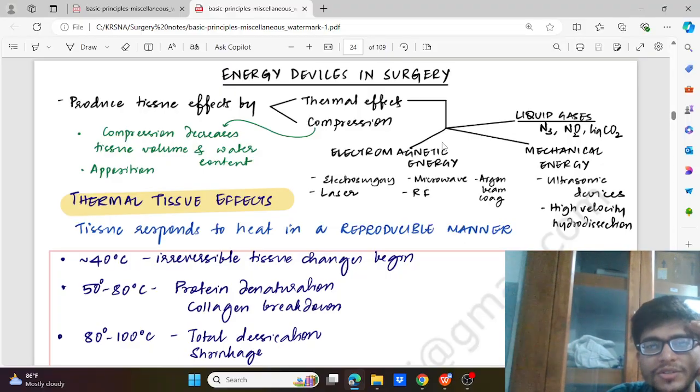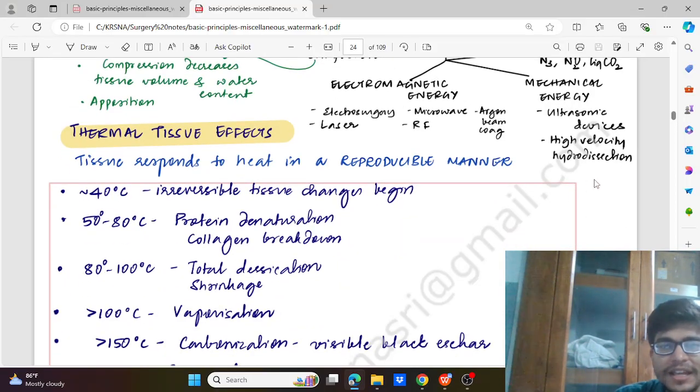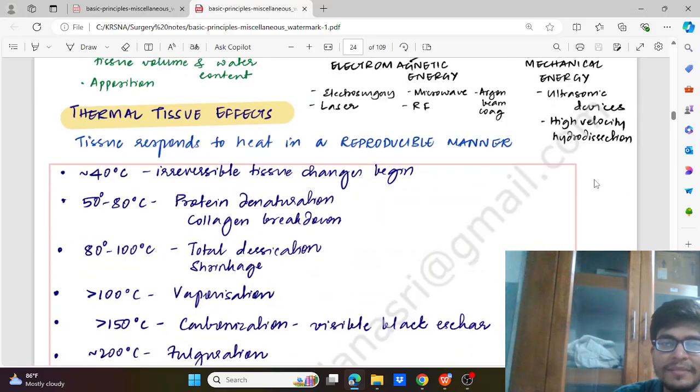So various methods which we have are electromagnetic energy, liquid gases, and mechanical energy. Electromagnetic energy is electrosurgery, the diathermy which we have seen, and others like laser, microwave, radio frequency, and argon beam coagulation. Then we have the liquid gases, which can sometimes be used, like liquid carbon dioxide and nitric oxide. Then mechanical energy, that is ultrasonic devices and high velocity hydro dissection. These are some of the ways in which thermal effects can be seen.